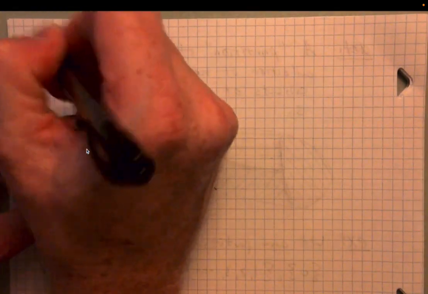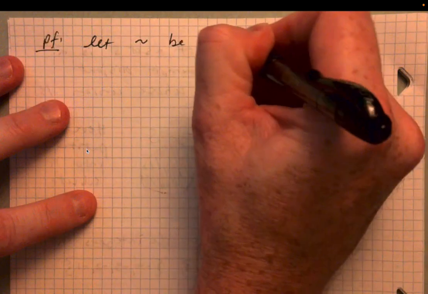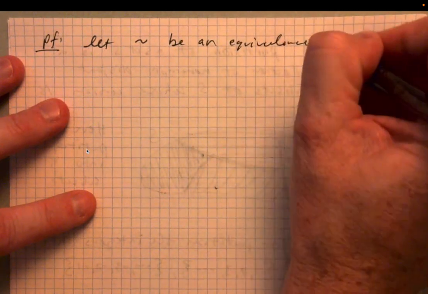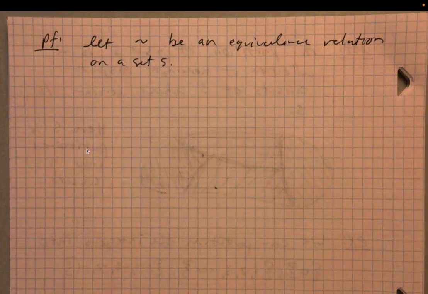Okay, so let's write a proof for this guy. Let's see if we can get this one understood. Okay, so let's prove it. We'll start with the first statement. The first statement, remember, was that the equivalence classes of an equivalence relation on a set S constitute a partition of S. So we're going to let tilde be an equivalence relation on a set S.